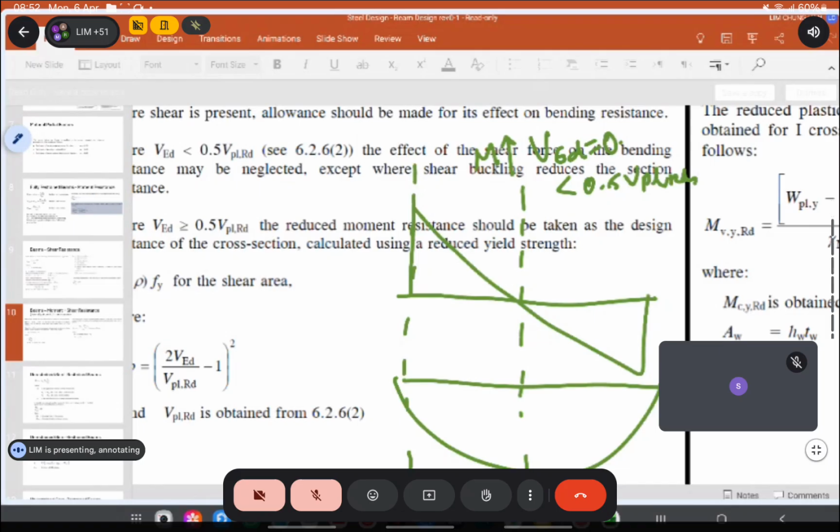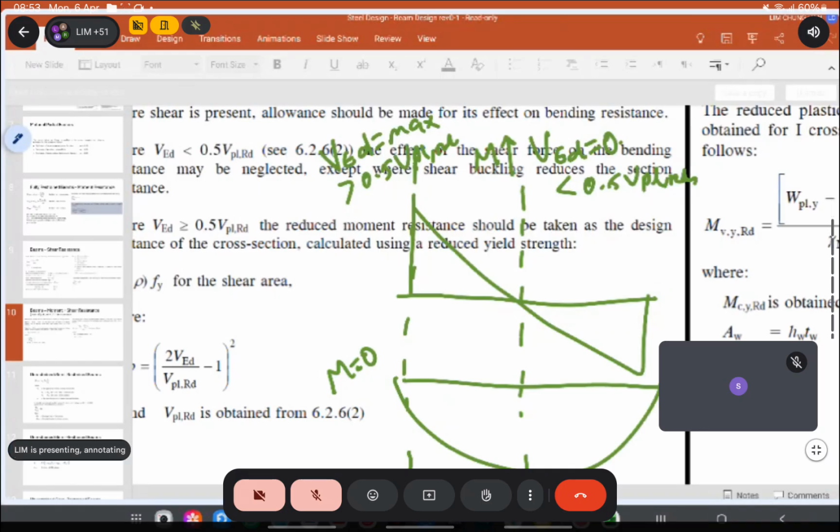At the end, your VED may be quite high. I don't know how much, but it's definitely the maximum there. The VED there is maximum. It could be more than 0.5, but there the moment is 0. So again, moment 0, you also don't have to worry about the combined moment and shear.